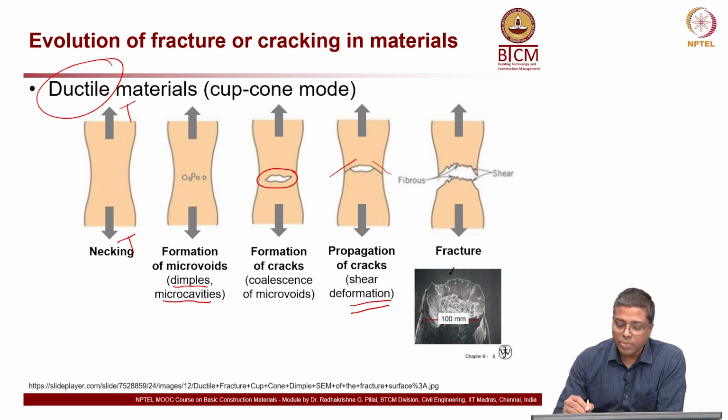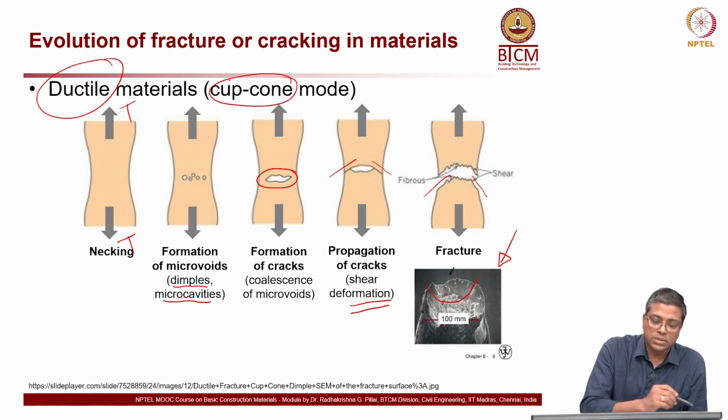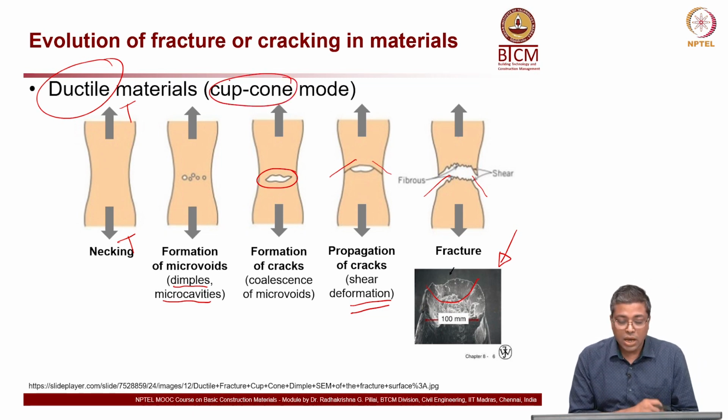Now here also, on the last one, when the fracture actually happens, you can see it is in this shape. Look at the photograph at the bottom here, which is like a cup and cone. You can see this is the shape in which it failed. Typically we call it cup-cone mode. You can search on the internet for how cup-cone failure looks.